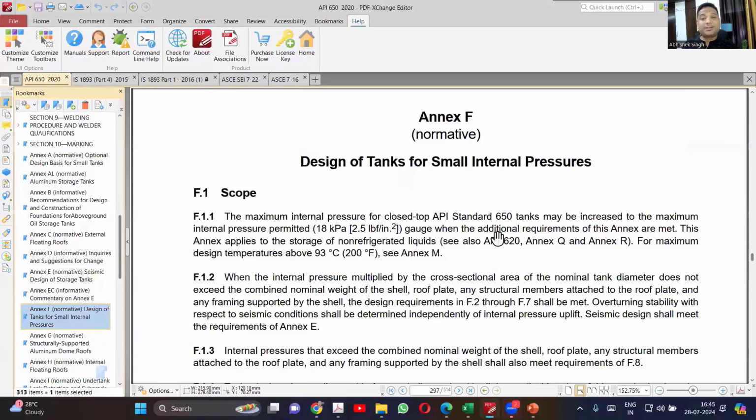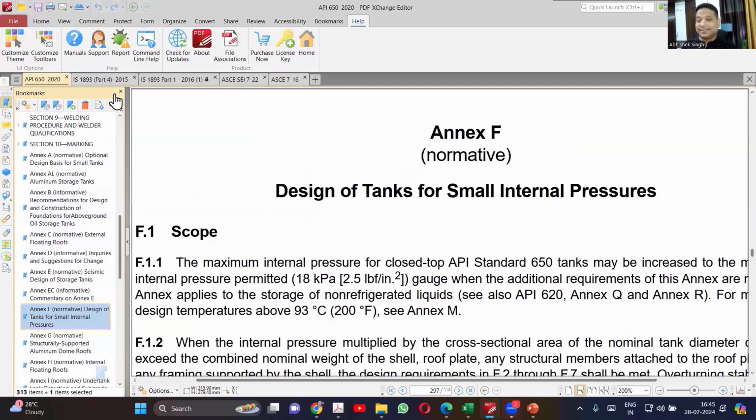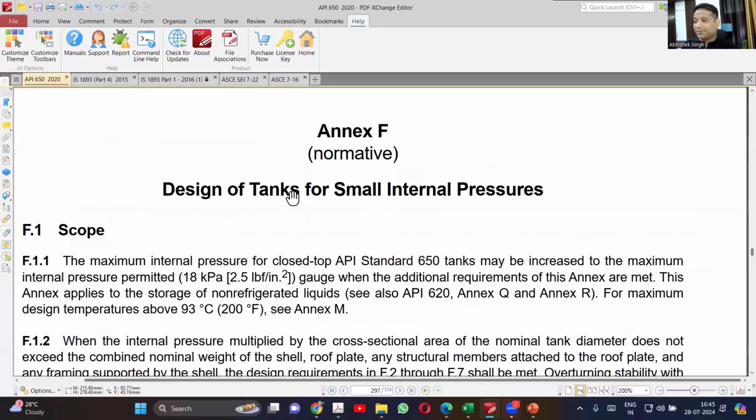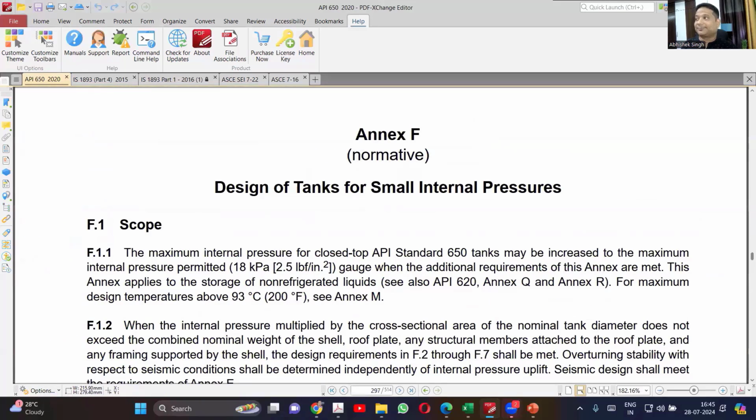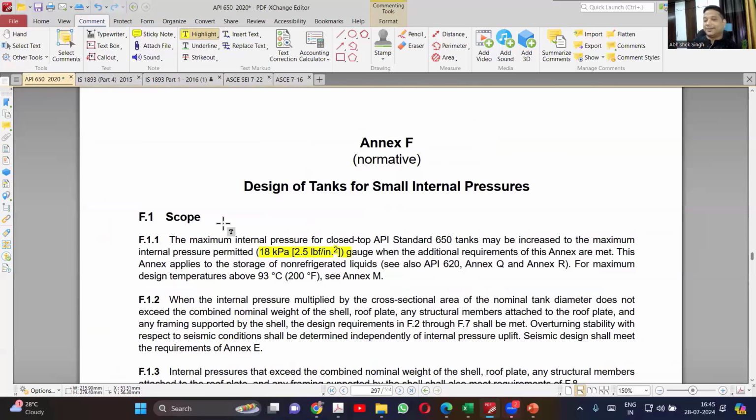Annexure F is for small internal pressure. Now, what do you mean by small internal pressure? API 650 tanks are already designed with a small internal pressure. So what do you mean by small internal pressure? 18 kPa is the limit which you see here. That is there for the normal tanks also. So what do you mean by design of tanks for small internal pressure?